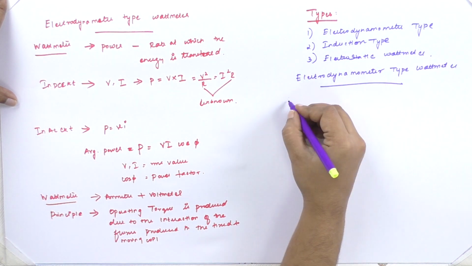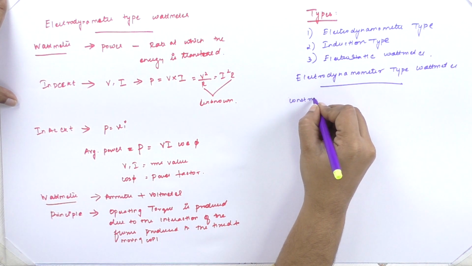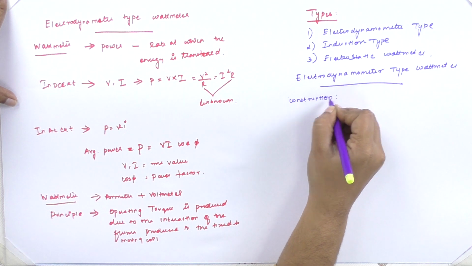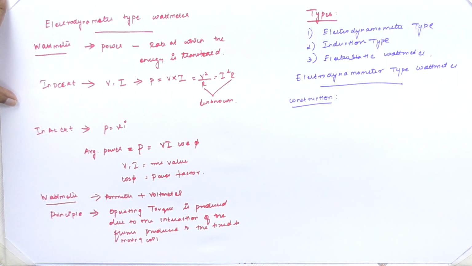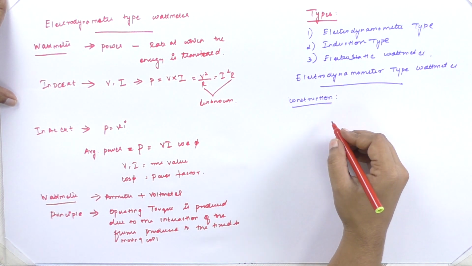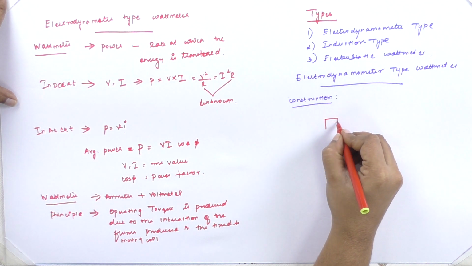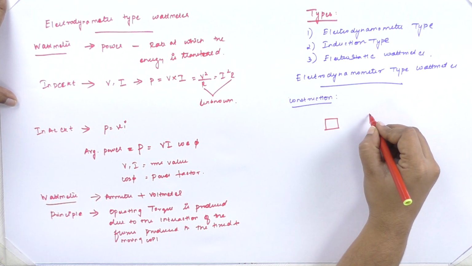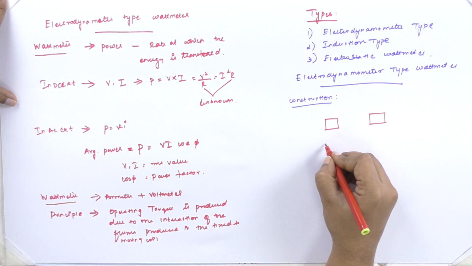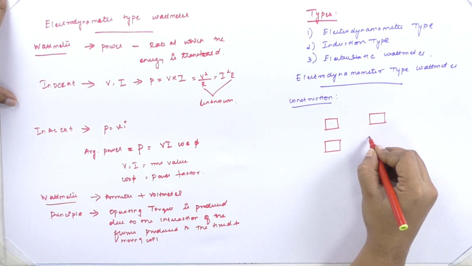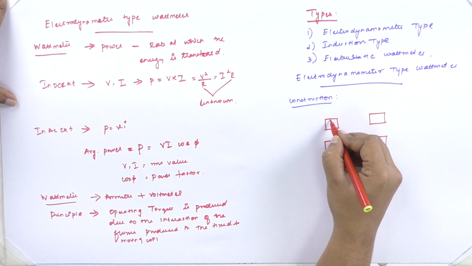First, let us see the construction of the electrodynamometer type wattmeter. The electrodynamometer type wattmeter has two coils. The first one is the fixed coil. The fixed coil is divided into two halves.